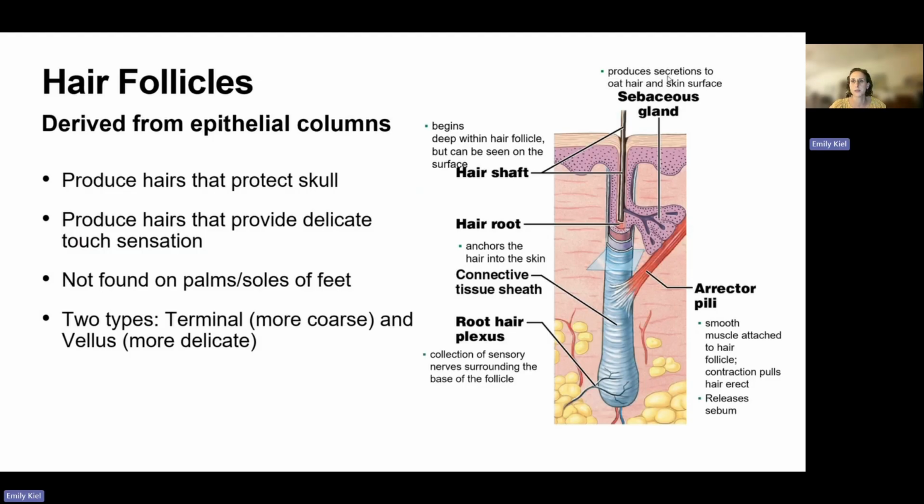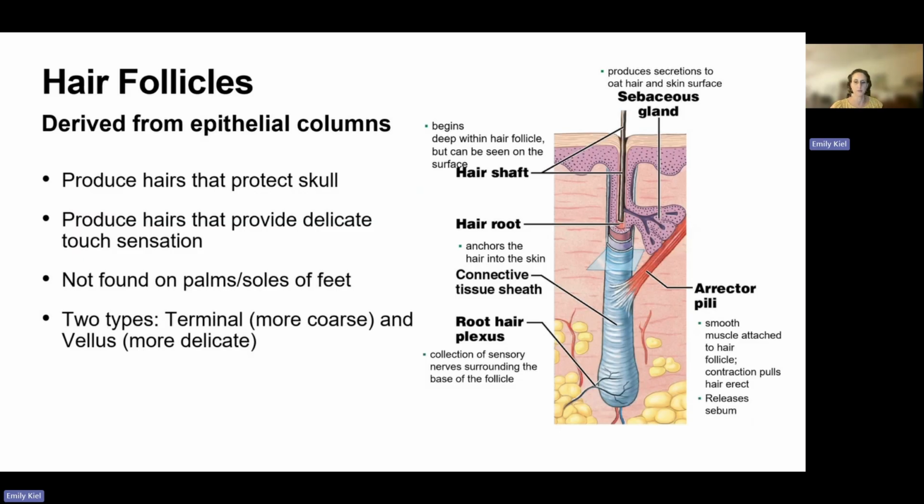So here we have the sebaceous gland around the hair that's going to produce secretions to coat the hair and the skin surface. We've got the shaft of the hair. We've got the root of the hair that anchors the hair into the skin. And then our root hair plexus, which is our sensory nerves that surround the base of the hair follicle. And we've got our erector pili muscle that is attached to the hair follicle and is going to pull the hair erect when it contracts, and that's also going to help release the sebum at that stage.